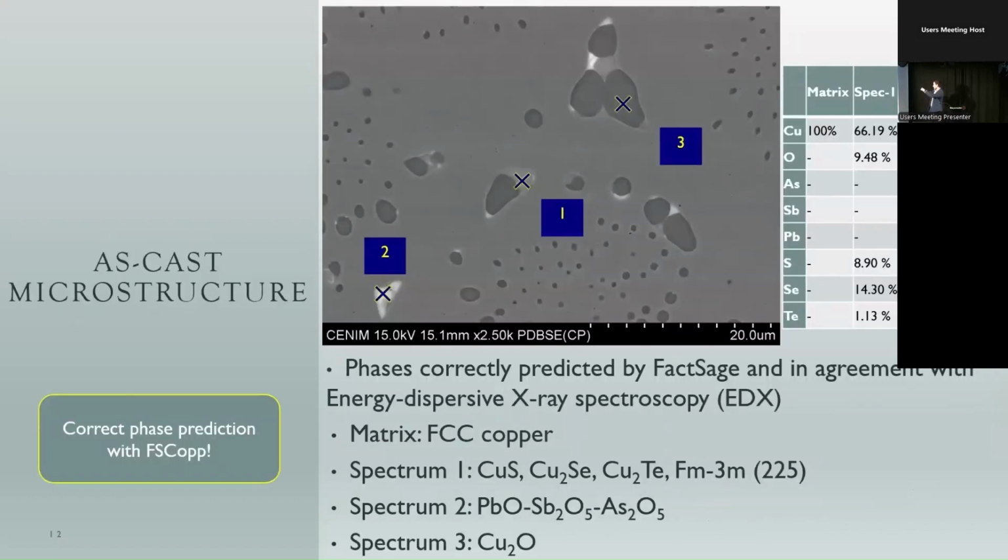We performed some SEM images, and the phases that we saw were pretty nicely predicted by the database that we use, which is FSCOP. We see a matrix of pure copper and 3 types of oxides. The darker ones are copper oxide, and the other 2 are complex oxides, which I'm not reading because they are quite difficult to pronounce.